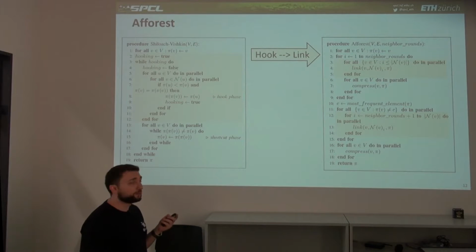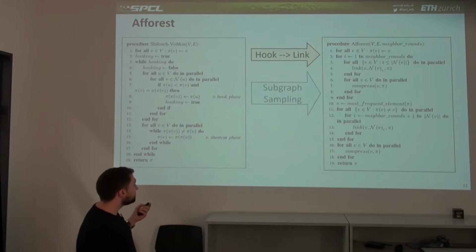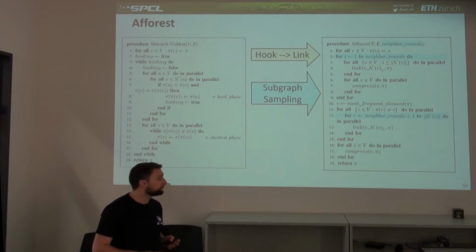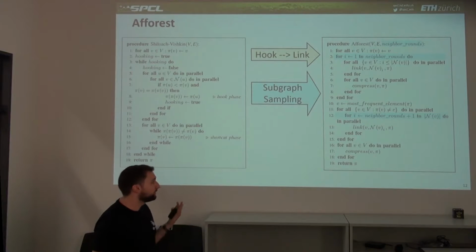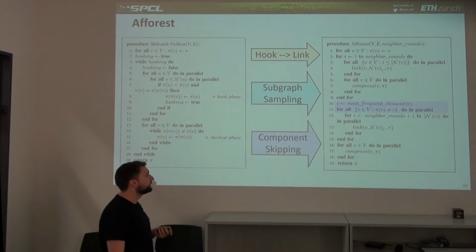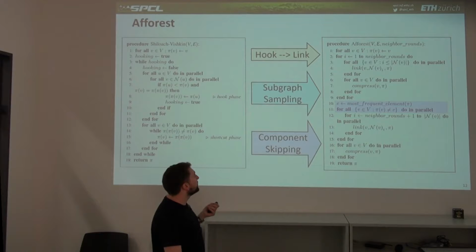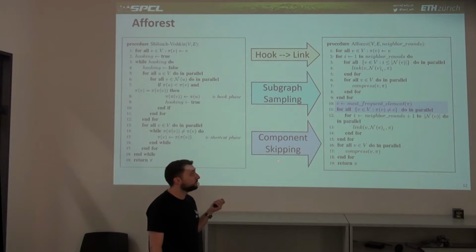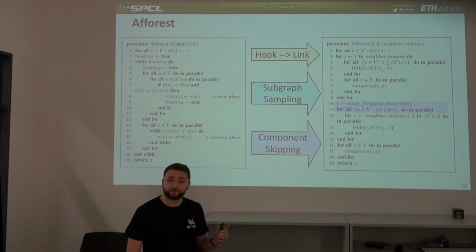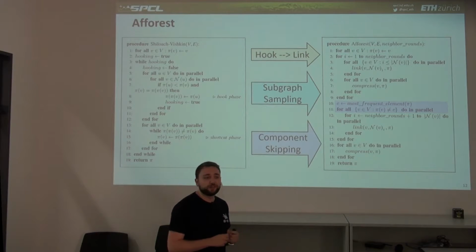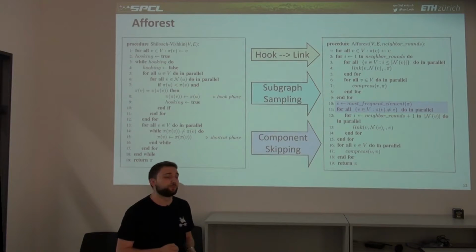The second contribution is that we perform subgraph sampling to do that. And I will show again how this is implemented. And the third is, because we perform the algorithm the way we do, we are also able to skip a few edges, or not process a few edges in the graph, and still achieve the exact solution of the connected components problem.